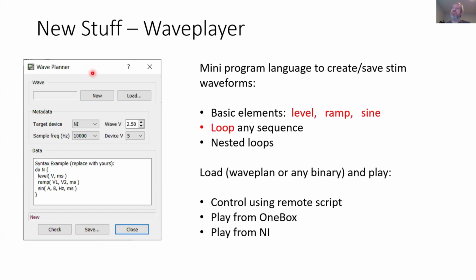There's something called a wave planner dialog. And this uses a very simple programming language where you can use four simple commands for a constant voltage, a linearly ramping voltage, a sine wave, and loops. And using these simple commands, you can create very complex waveforms. And then you can save those. They're called wave plans. You can load and play these via the scripting languages, and these can be played out of one box or NI output devices.